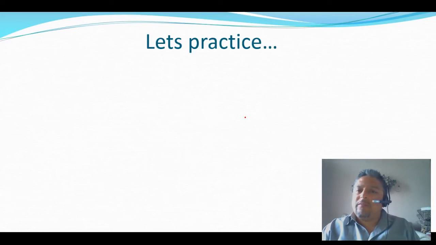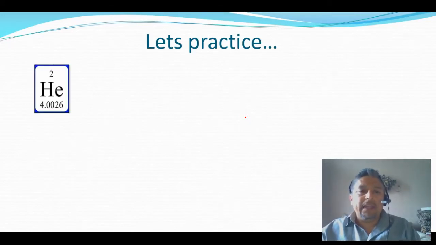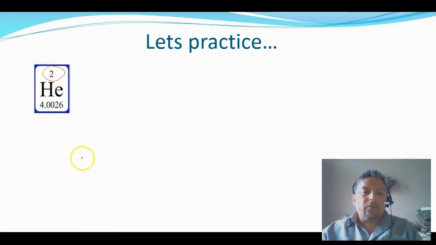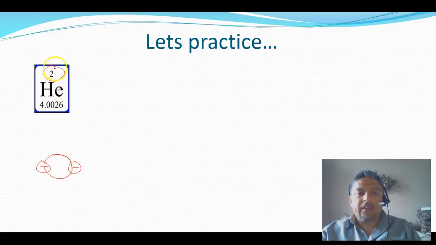Why don't we practice? I know it's your favorite stuff to do, so let's practice. Here we have helium. Helium has an atomic number of 2. So what do we do? According to the rule, in the first energy level we can have 1 or 2 electrons. And since helium's atomic number is 2, that means we have 2 electrons.